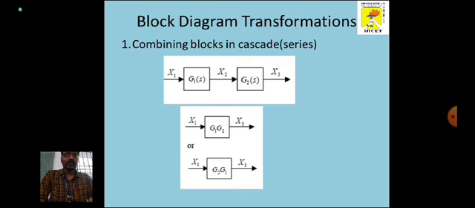The first thing is, if two blocks are in a cascade or in a serial arrangement, we can have multiplication. If the blocks are in a serial mode, we can multiply the first block and the second block. The first block given is G1 and the second block given is G2. So you can multiply G1 into G2, or G2 into G1. This is the way we can multiply and make it into a single block. This is the first formulation.